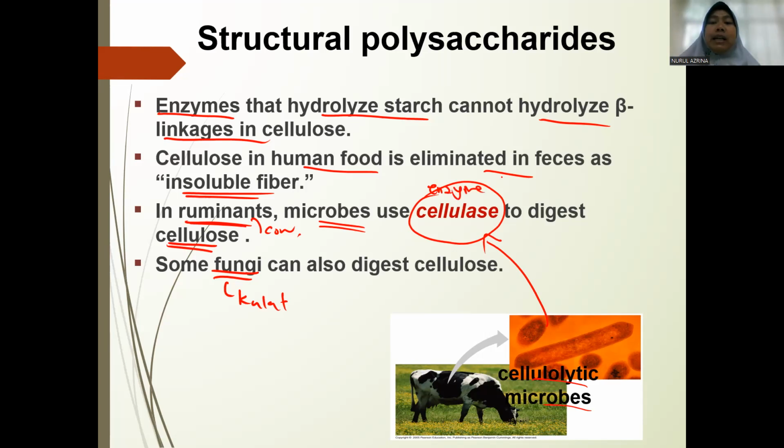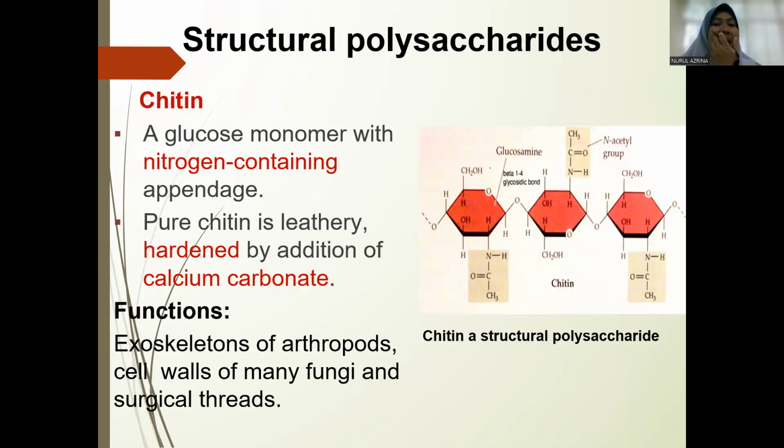Right, to digest cellulose. Okay, alright. Next one, the second structural polysaccharide is chitin. Okay, so chitin is a structural polysaccharide in animals, for example arthropods. Contoh arthropod tadi, Mida bagi tahu contoh apa tadi? Spiders kan? Spiders ke, insects ke, semut ke, kerengga ke, itu semua arthropods.